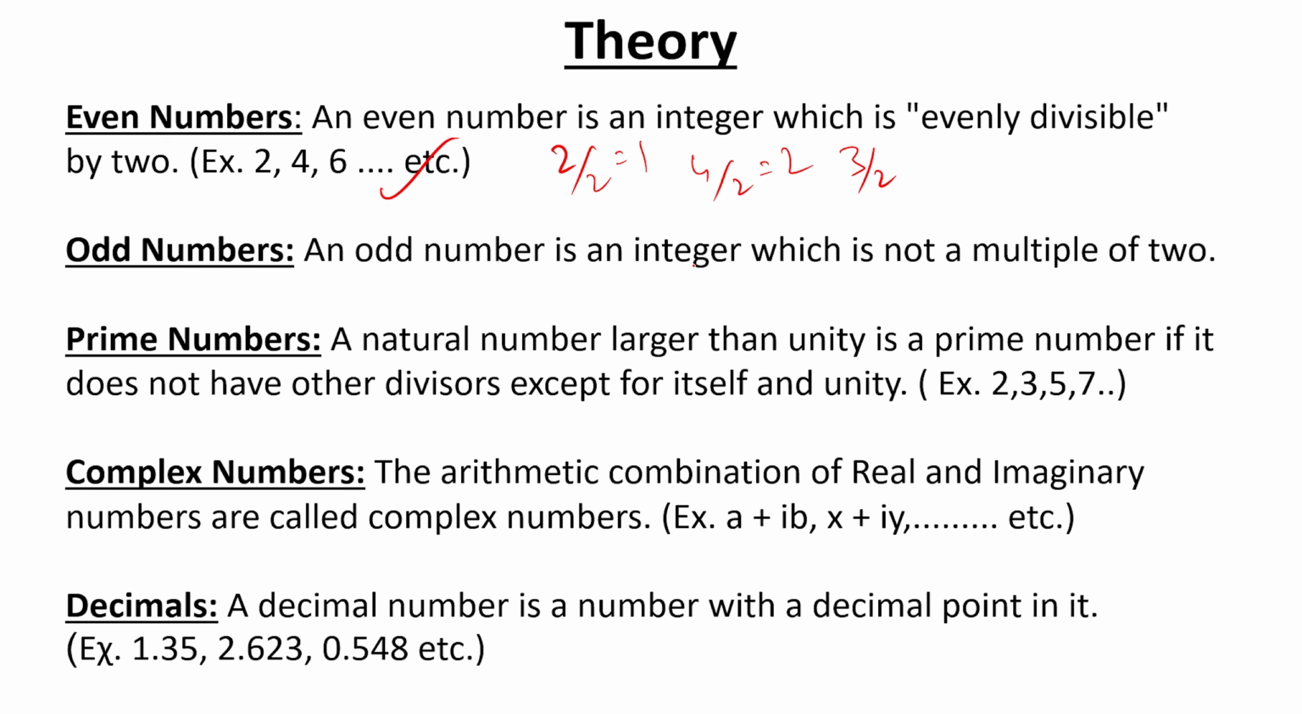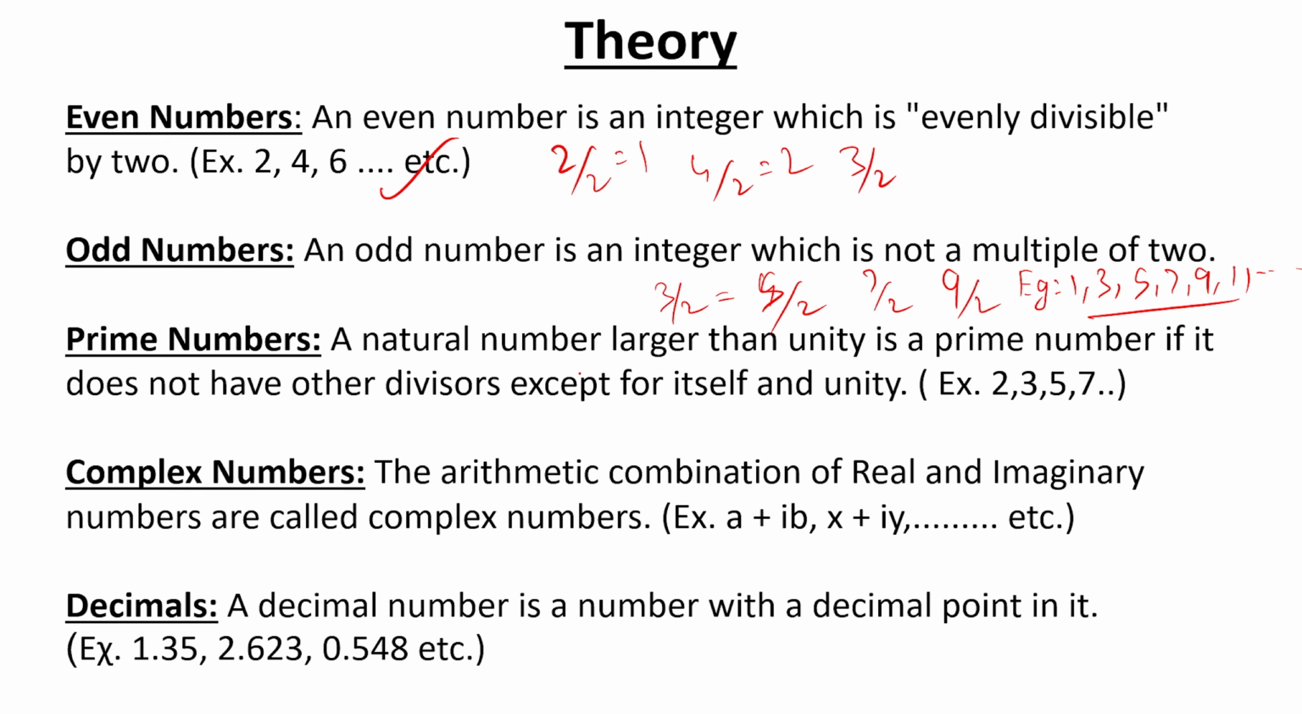Odd numbers. An odd number is an integer which is not a multiple of 2. Okay, simply the reverse of it. 3 is not divisible by 2, so it's an odd number. And 5, 5 is not divisible by 2. 7, not divisible by 2. 9, not divisible by 2. So these are nothing but odd numbers. For example: 1, 3, 5, 7, 9, 11 and so on. These are nothing but odd numbers.